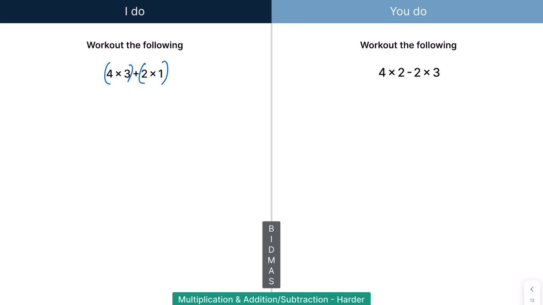Now, if we do the brackets first, so that'll be 4 times 3, which is 12. Keep the plus sign, which comes from there. And then 2 times 1, which is 2. And the answer becomes 14. Again, if you look at the example on the right, you know that the multiplication must happen before the subtraction. So that is 8 minus 6, which gives us 2.